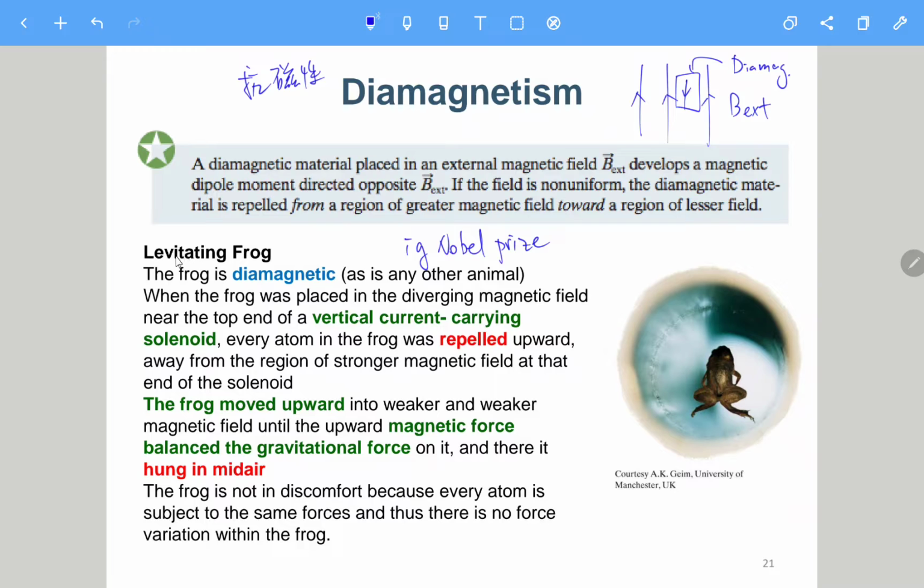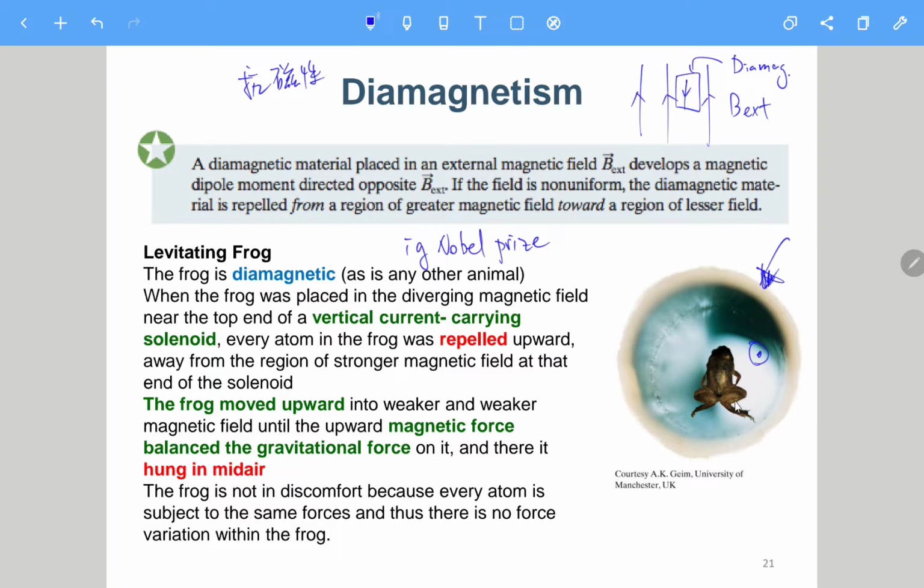It says this is the levitating frog. The frog is diamagnetic, so inside the frog there is some diamagnetic material. The frog was placed in the diverging magnetic field near the top end of a vertical current-carrying solenoid. So this one is the current-carrying solenoid. In chapter 29, if we have current going through this solenoid, then it will generate a B field, for example, pointing out of the page.